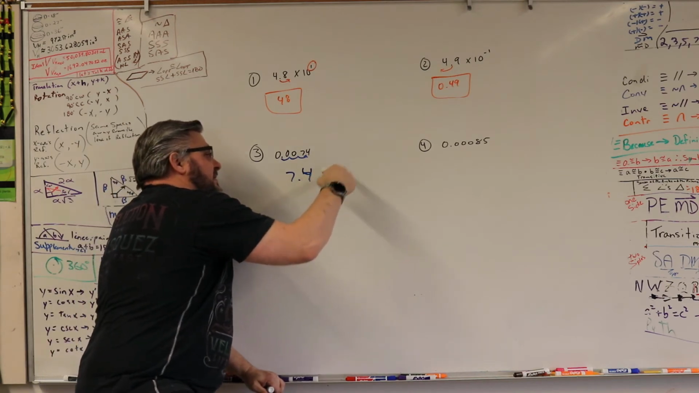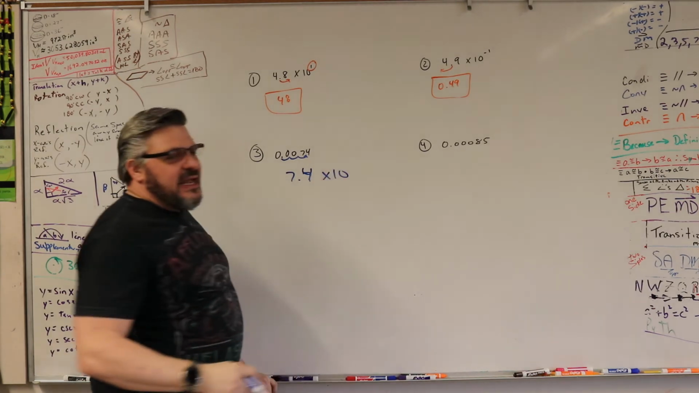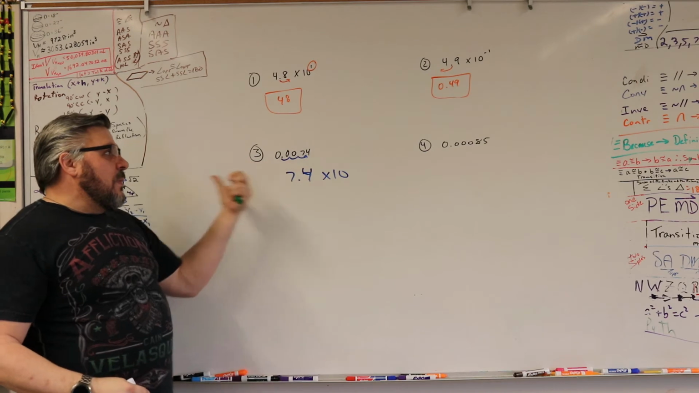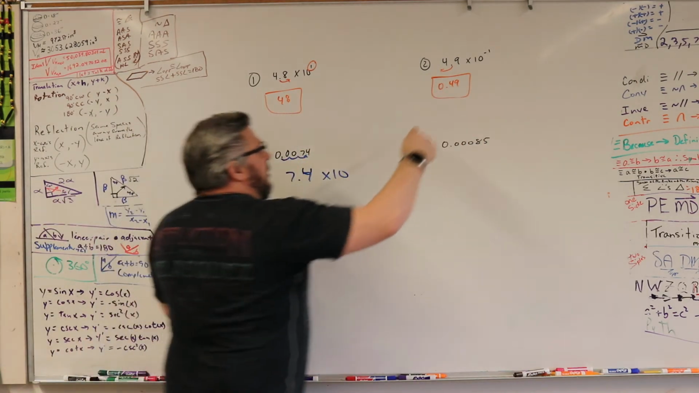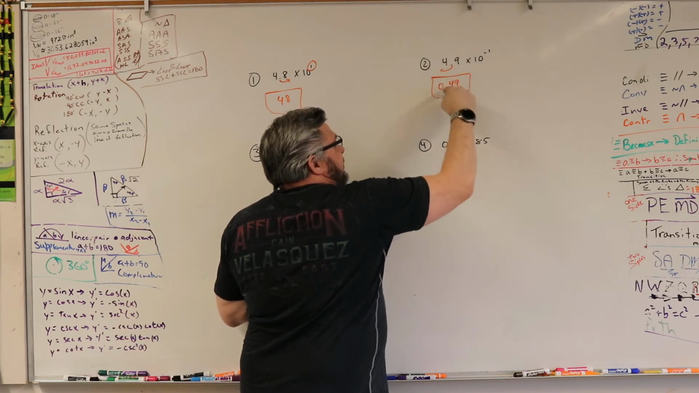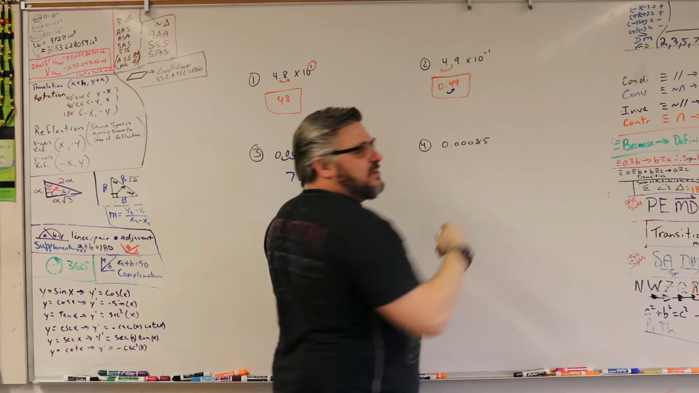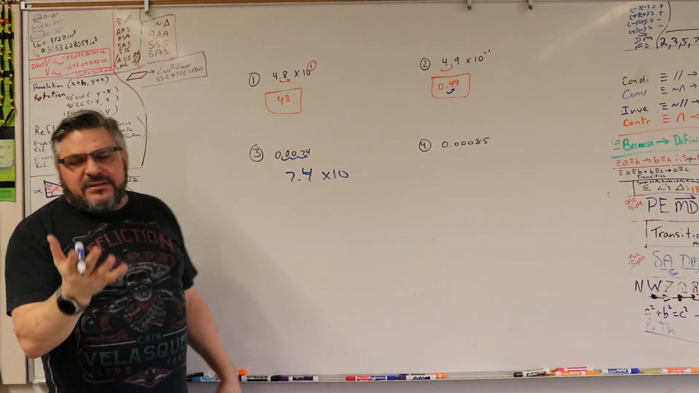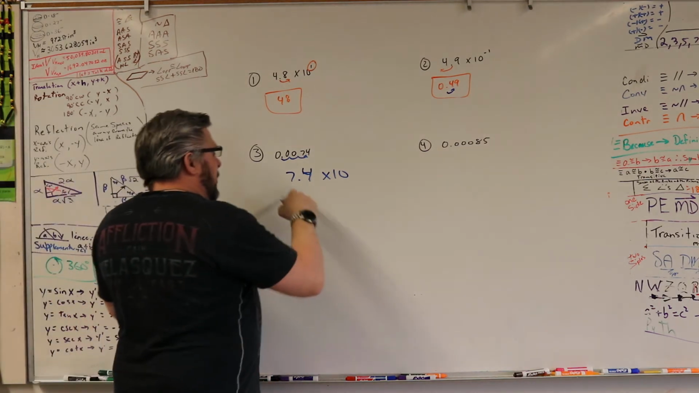How many places did I have to move that? 3. Now, is that a positive or negative 3? Did we go right? Oh, we went left. No, negative. See, when we're going left in this direction, that means we have to go right to get back to it, does that make sense? We go right, it's going to be negative. It's the opposite. Okay?